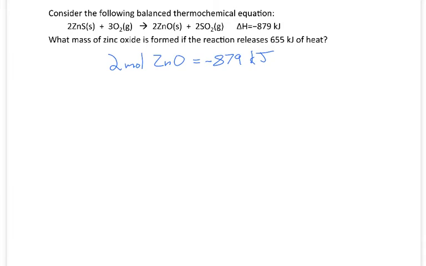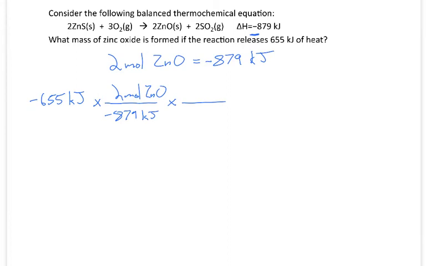So I do this one out. They tell us that 655 kilojoules of heat are released. So it's being released, so that's going to be negative 655 kilojoules. And the heat that's going to be released will always have the same sign as the delta H in the thermochemical equation. So negative 655 kilojoules. So now I'll use my conversion factor. So I've got negative 879 kilojoules are equivalent to 2 moles of zinc oxide.